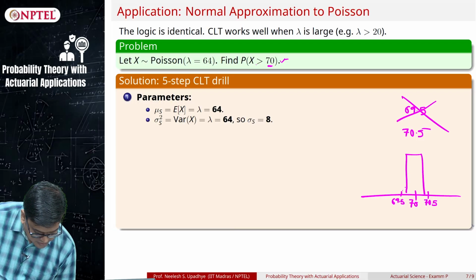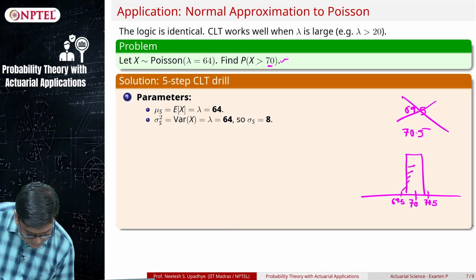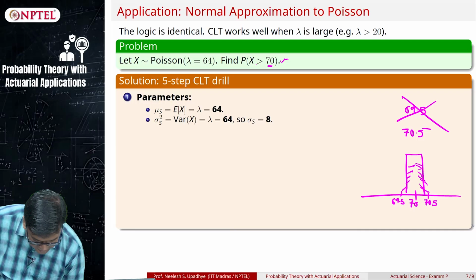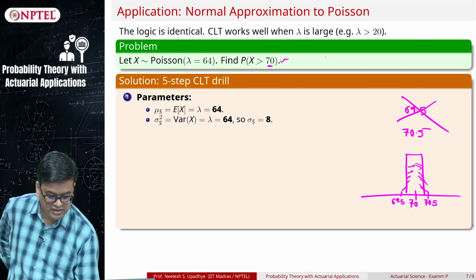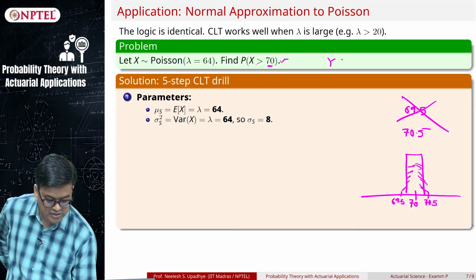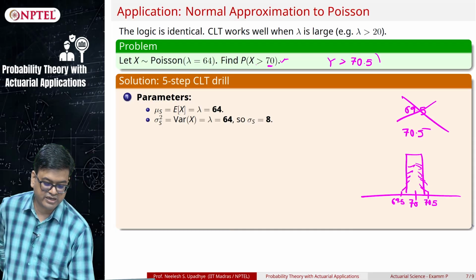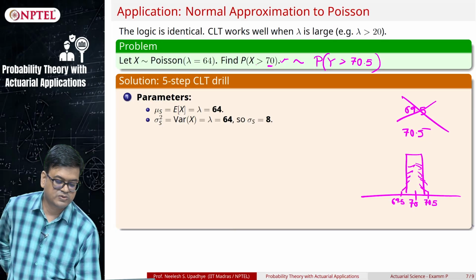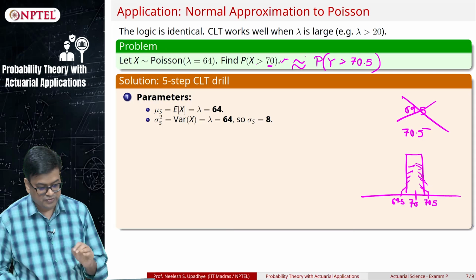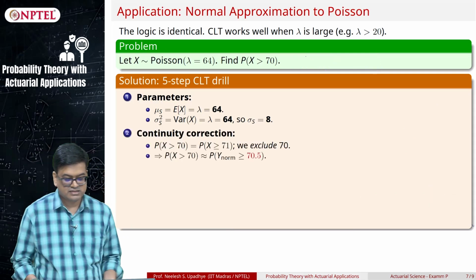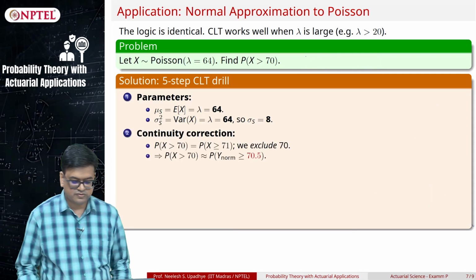So, when I split, this density will be split over 69.5 to 70.5. So, the event greater than or equal to 70 will have an approximation which is Y greater than 70.5, right. So, these two are approximately equal events, that is the idea. If you get that idea, then this particular thing is very clear.